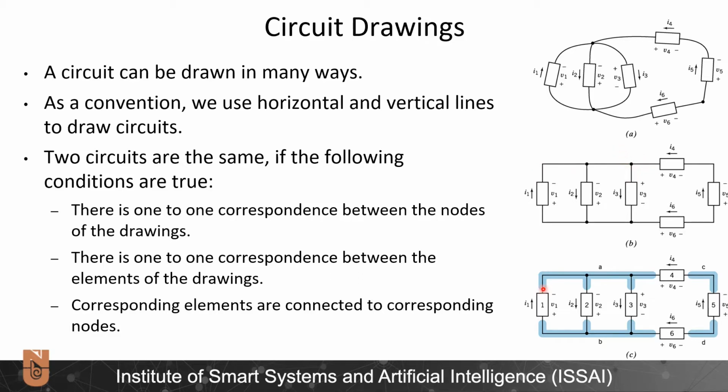Two circuits are the same if the following conditions are true. There is a one-to-one correspondence between the nodes of the drawings. For instance, here we have this node, and that same node is here. There is a one-to-one correspondence between the elements of the drawings. All the elements in this drawing are present in the original drawing as well. And corresponding elements are connected to the corresponding nodes. For instance, this element 1 is connected to nodes A and B, and similarly, that element here is connected to the same nodes. Therefore, we can tell that A is equivalent to B, which is equivalent to C.